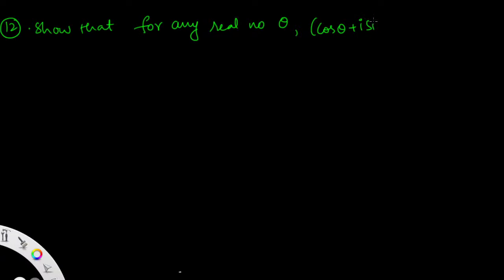show that for any real number theta, cos theta plus i sin theta whole to the power of n equal to cos n theta plus i sin n theta. So this is De Moivre's formula.